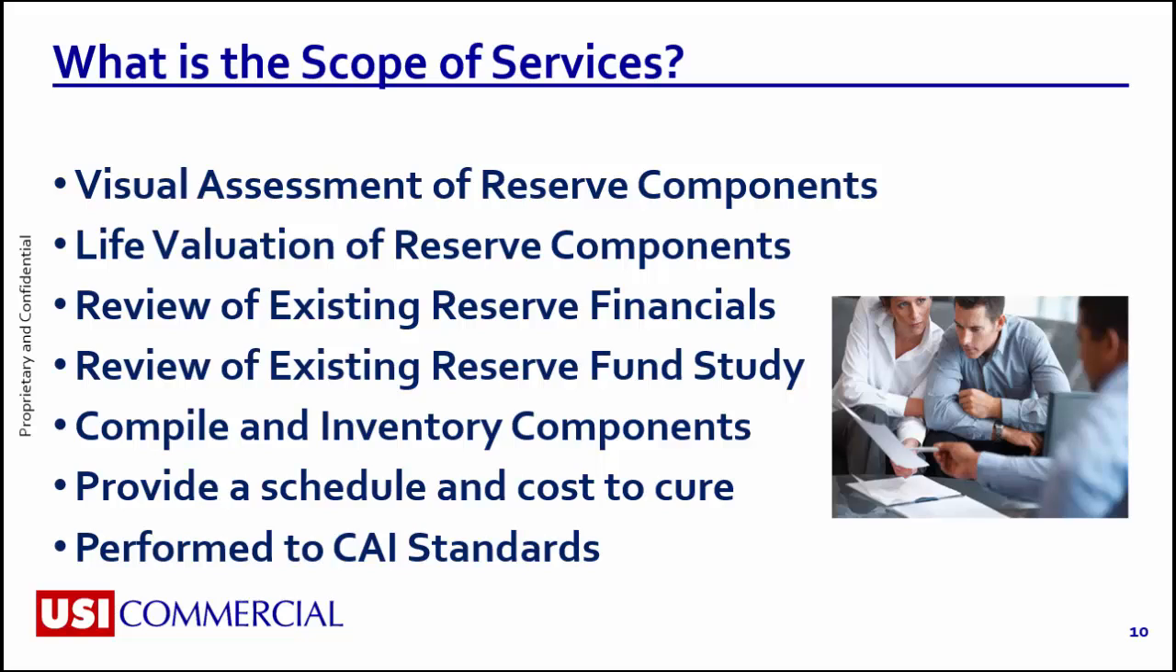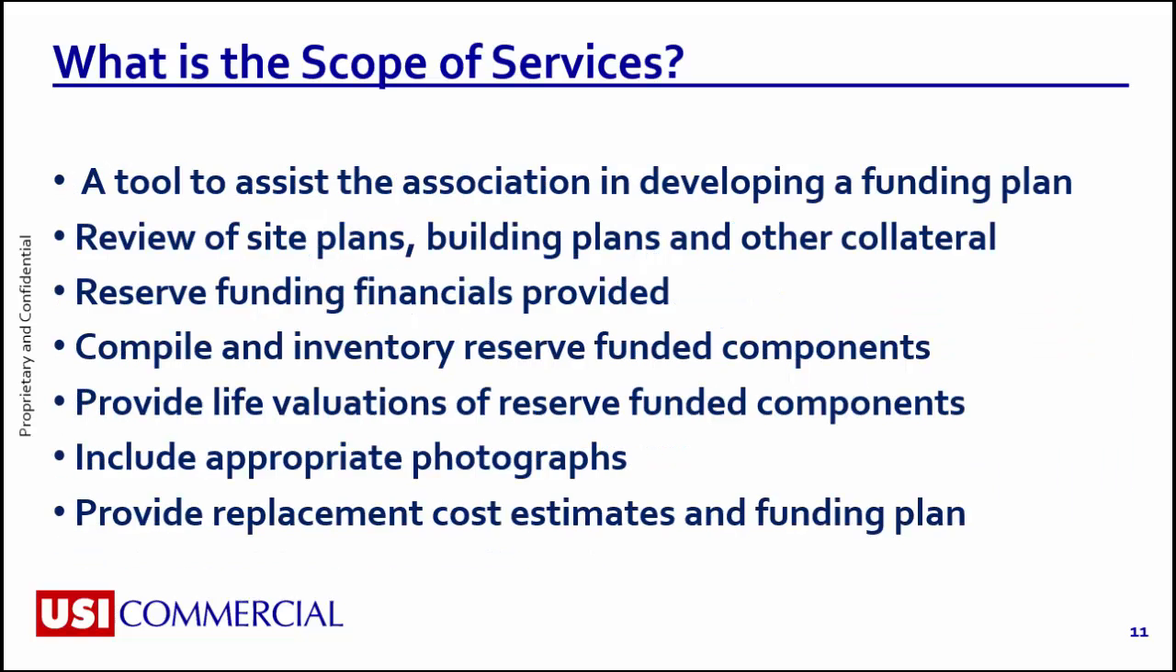Some of the most common components are roofing, capital painting, asphalt, exterior cladding, and large exterior and interior renovations. The purpose of the scope of the study is to be used as a tool to assist the association in developing a funding plan for future repair or replacement of major common area components and elements.